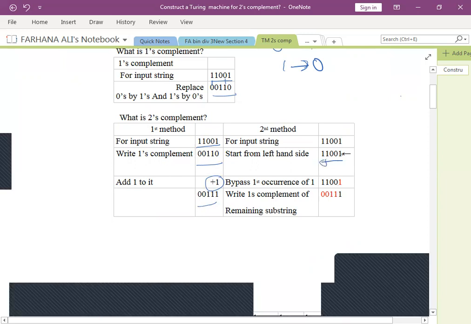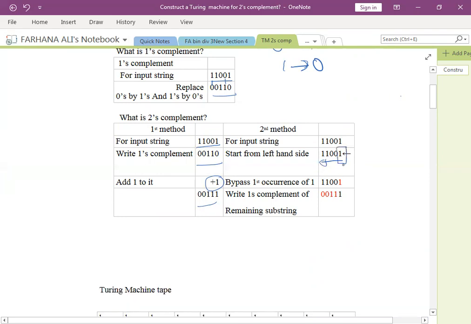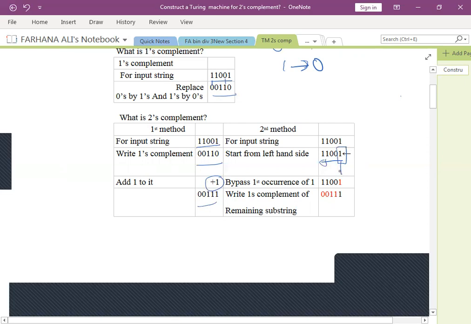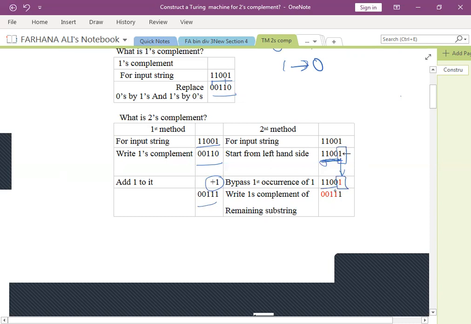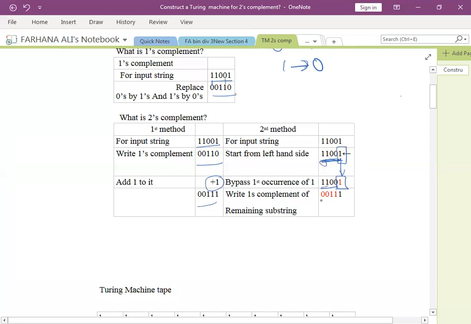The second method of finding the 2's complement is to start reading the input string from the right hand side. From the right hand side, we will try to find out the first occurrence of the 1. After we get the first occurrence of the 1, we will keep it as it is, and whatever bits are present before that 1 will be converted into 1's complement. So this 0 will be converted to 1, this 0 will be converted to 1, then the 1's will be converted to 0. So your answer will be 00111.